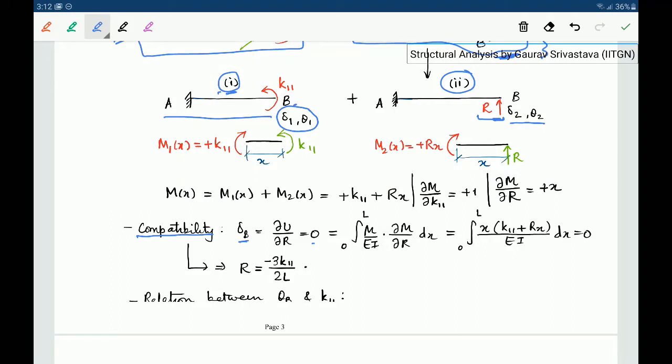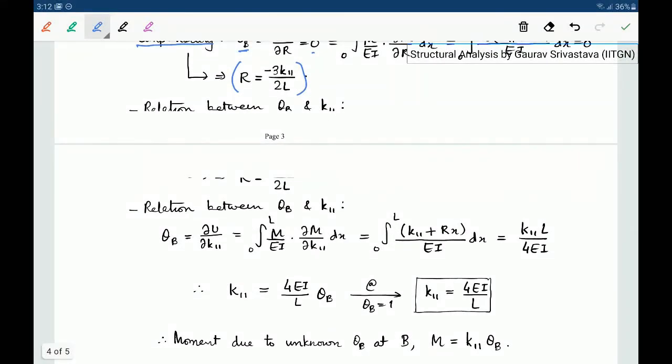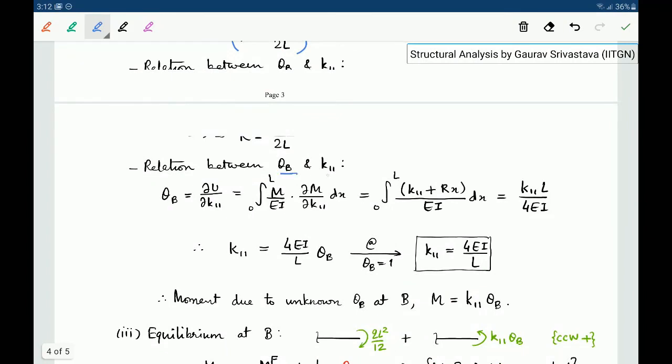And in this case, we are using an energy approach. By using the compatibility, we can calculate R in terms of K11. And then basically we want to generate a relation between theta B and K11. Theta B again can be calculated using an energy approach. And once that is done, we eventually see that K11 comes out like this. For theta B equal to 1, this will be the stiffness coefficient. So the stiffness coefficient comes out to 4EI by L.